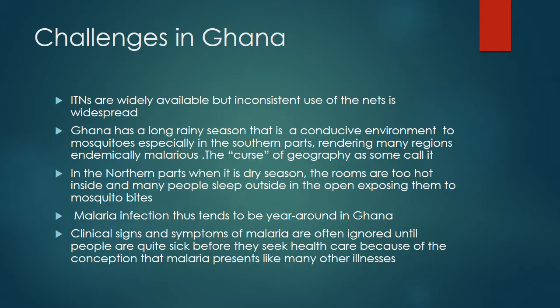Challenges in Ghana. ITNs are widely available, but inconsistent use of the nets is widespread. Ghana has a long rainy season that is a conducive environment for mosquitoes, especially in the southern parts, rendering many regions endemically malarious. Now, this is what some have called the curse of geography. In the northern parts, when it is dry season, the rooms are too hot inside and many people sleep outside in the open, exposing them to mosquito bites. Malaria infection thus tends to be year-round in Ghana.